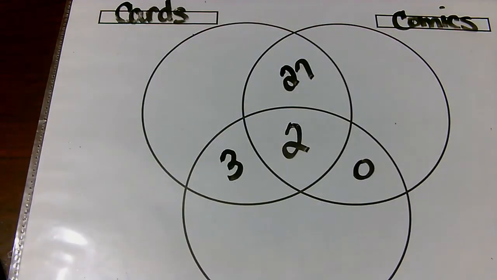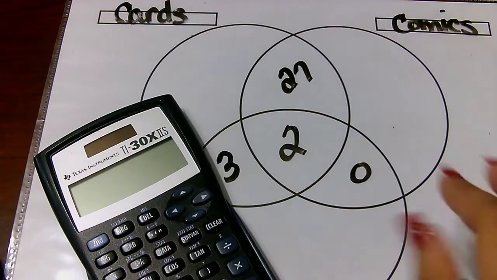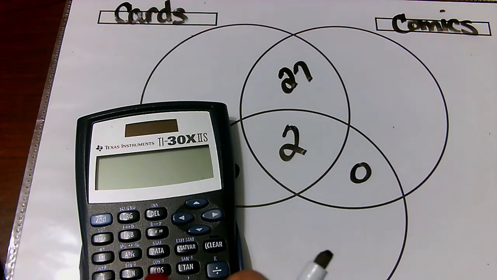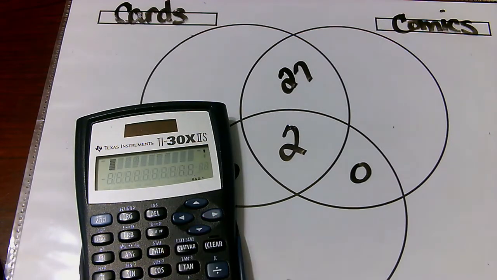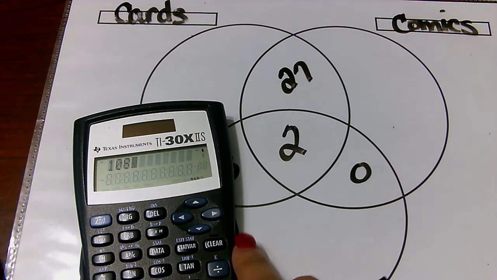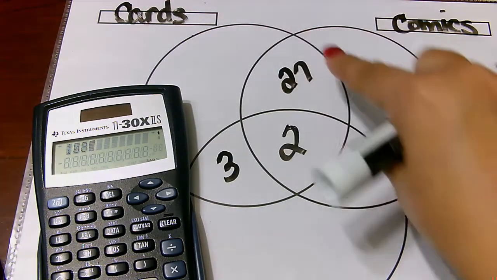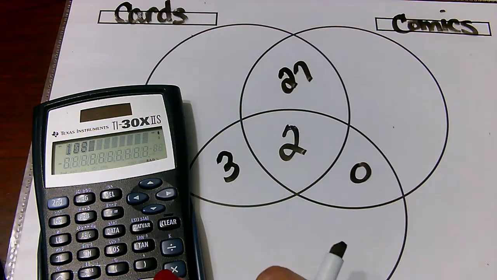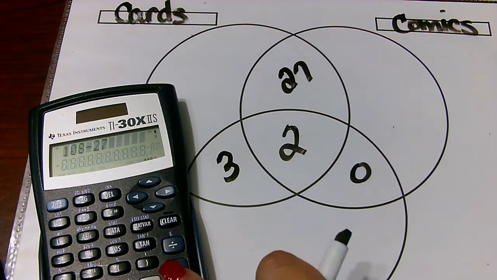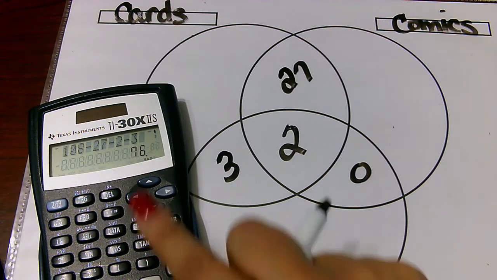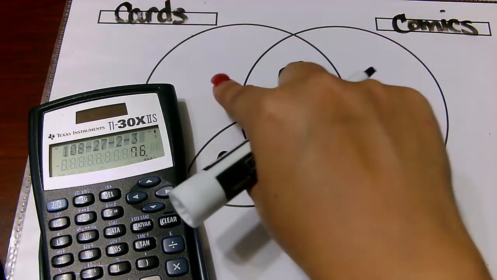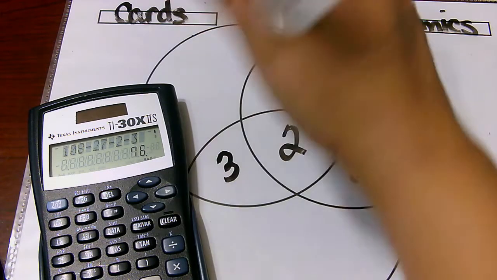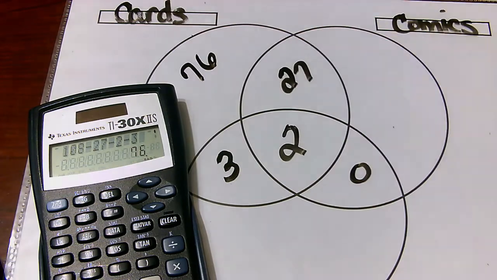So let's go ahead and start with baseball cards, and I'm going to use my calculator. So here it says 108 collected baseball cards. So in my calculator, I'm going to start with that 108. And then looking at just this circle, I'm going to subtract the numbers that are already written in. So I have 27, I have 2, and I have 3. So I have 76 people who just collect baseball cards. That number is going to go right here.